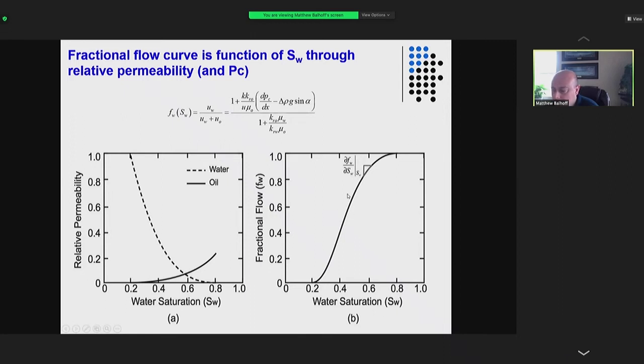The other thing that we're going to need later on in this semester is the derivative of the fractional flow curve. The derivative of this curve is the slope of the line tangent to the curve, and it's different at every saturation. So dFW/dSW, or FW prime, will be a function of saturation as well, and I will show that curve on the very last slide.